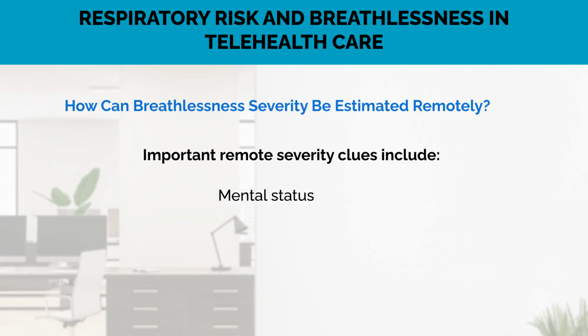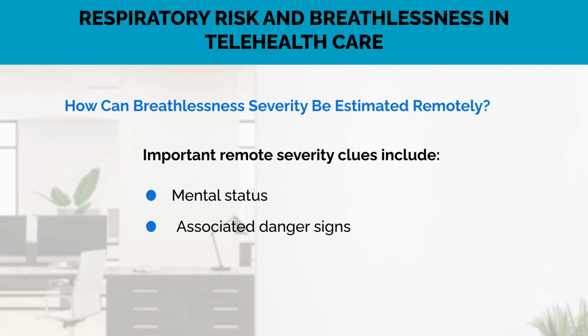5. Mental status. Are they alert, confused, agitated, or drowsy? 6. Associated danger signs. Is there chest pain, fainting, blue lips, or inability to stay awake? And lastly is symptom trajectory. Are the symptoms stable, worsening, or rapidly worsening?